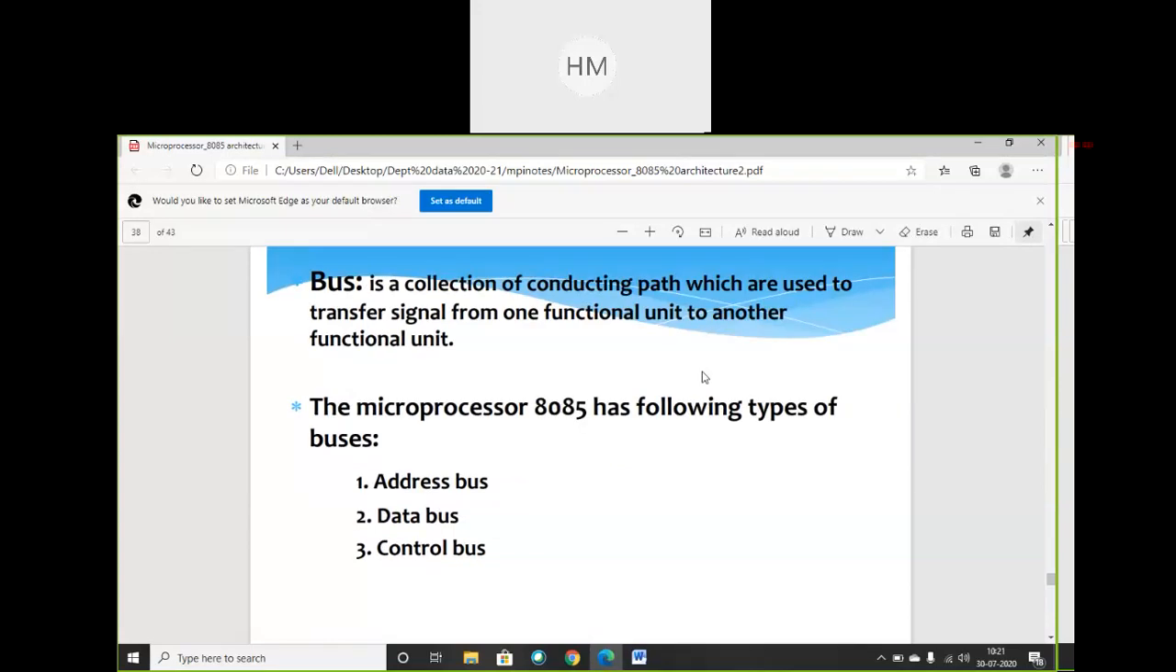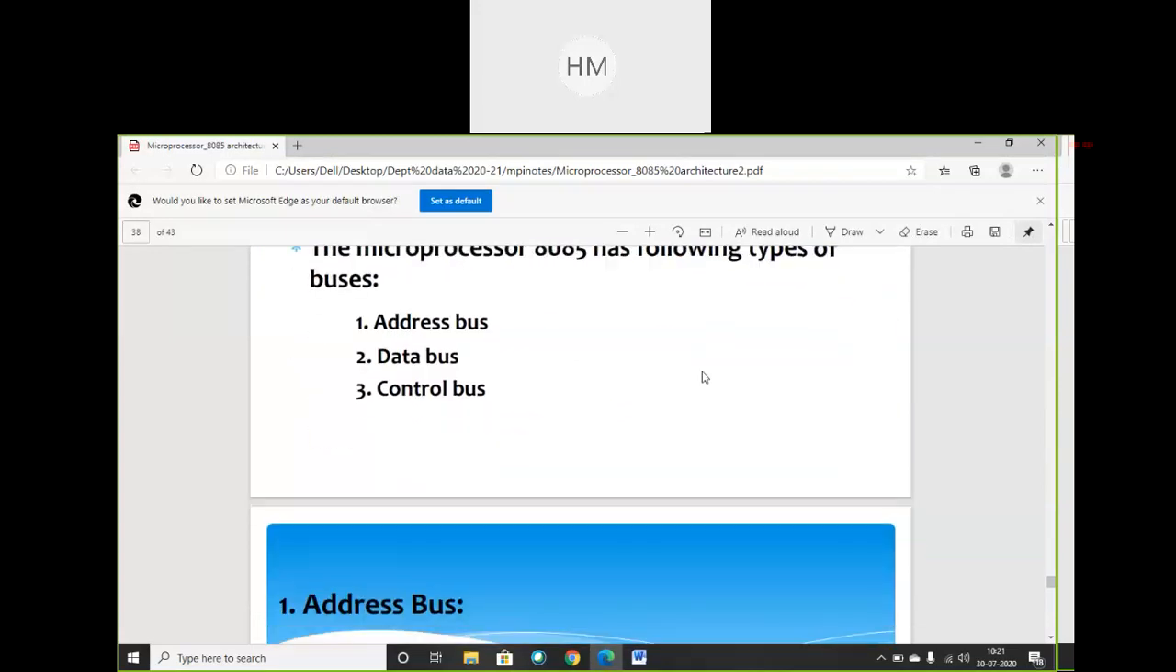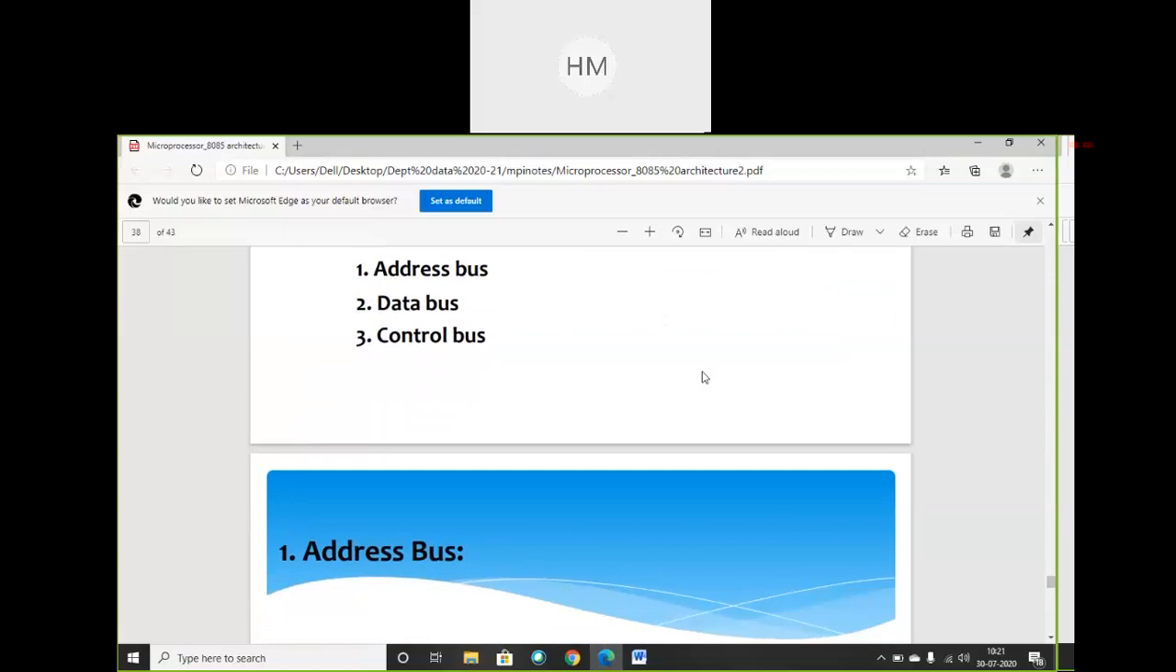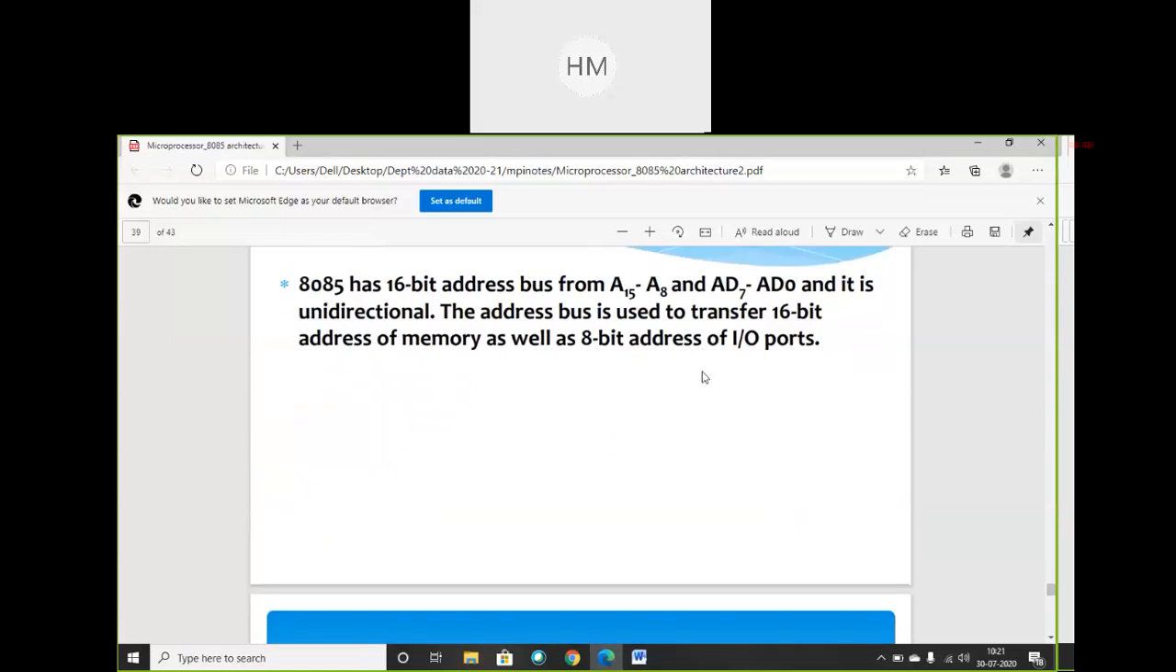We'll start with the address bus, data bus and control bus in continuation with the microprocessor architecture. The address bus consists of 16 address lines from A15 to A8 and AD7 to AD0, and it is unidirectional. It is used to transfer the 16-bit address of memory as well as the 8-bit address of input-output ports. You can connect at most 256 input-output ports because it permits only an 8-bit address, so 2 to the power 8. With 16-bit address lines, you can connect a memory of 64K bytes.